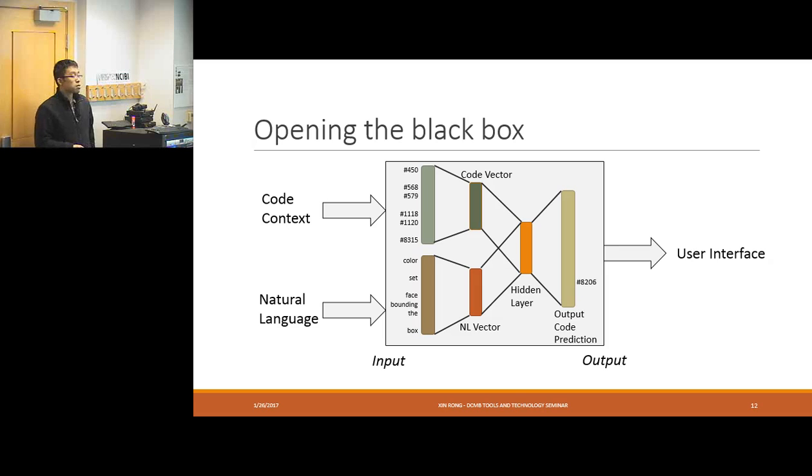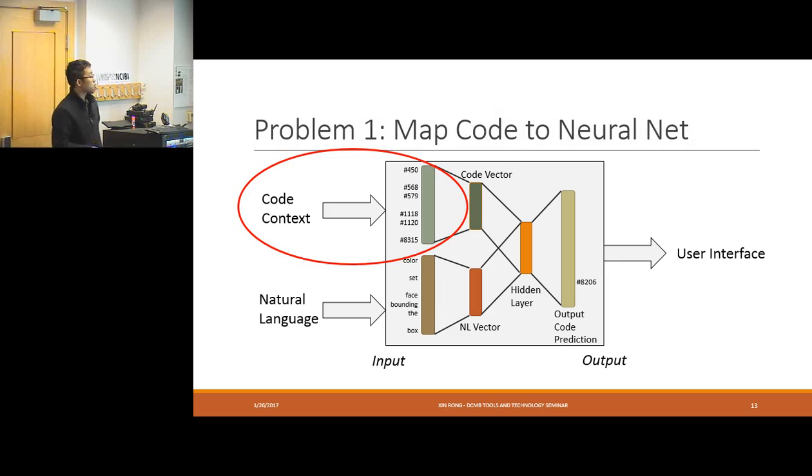So there are 3 specific problems in adapting this model to the actual problem. The first problem is that given any raw piece of code context, how do we map it to the model input? Here, it's really a lookup dictionary where there are one-hot vectors representing different code elements. I will talk about this mapping in a minute.